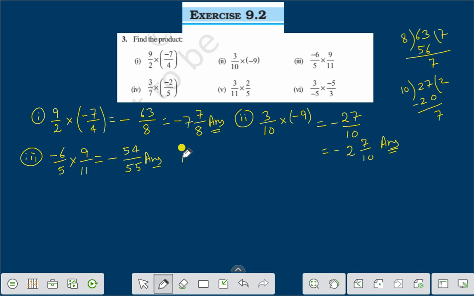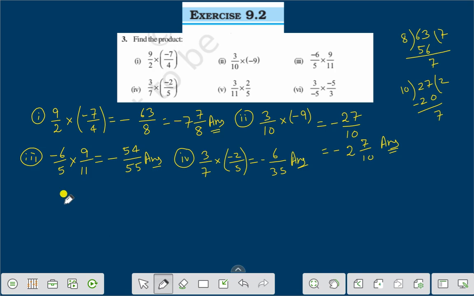Now question number 4 is 3 by 7 multiply minus 2 by 5. Here you see the plus into minus is minus. 3 2 is 6 and 5 7 is 35. Minus 6 by 35 is the answer of question number 4.